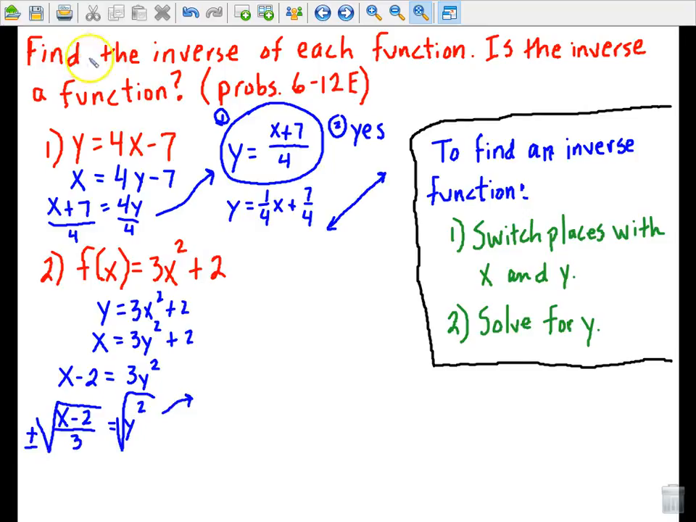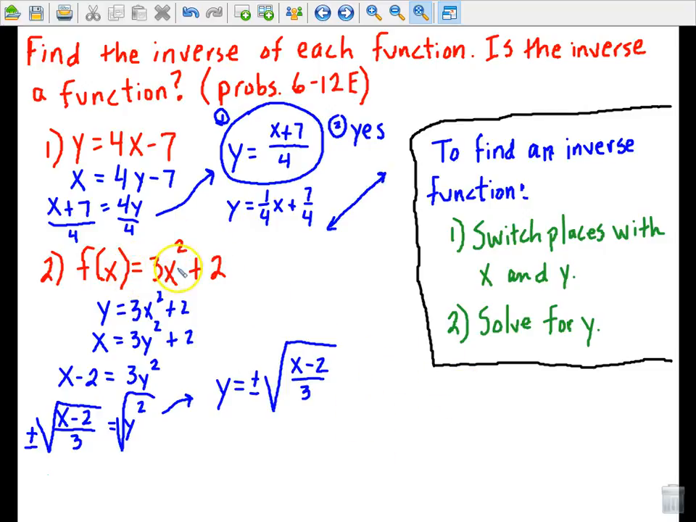So the answer to the first sentence, finding the inverse, will be y equals plus minus the square root of x minus 2 over 3, all of that fraction underneath the radical. Okay, so we've taken care of the first sentence. Now we have to answer the question, just like we did for linear. Notice the answer to the question for the linear equation that we were given was yes, the inverse is a function. But what about quadratics? And the short answer is going to be this.